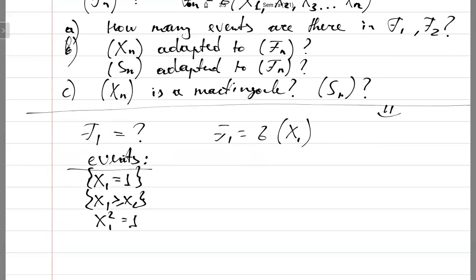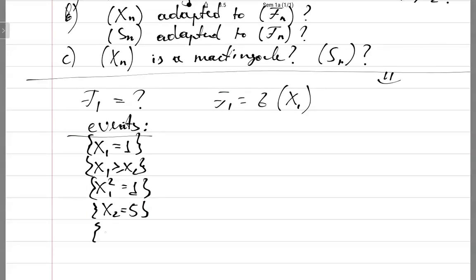X1 squared is 1. X2 is 5. What else? X1 times X2 is 1. And now let's consider the first moment of time.